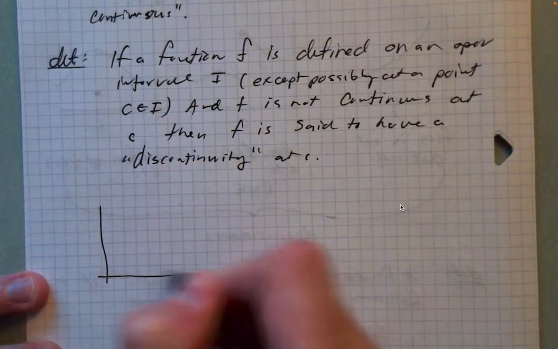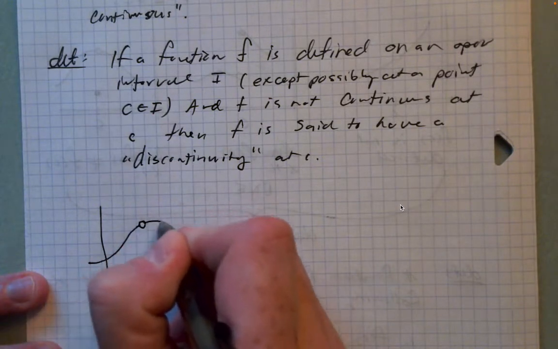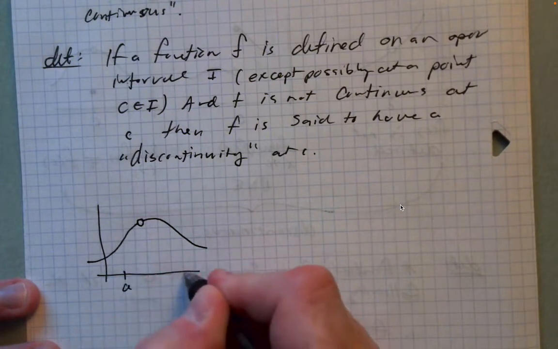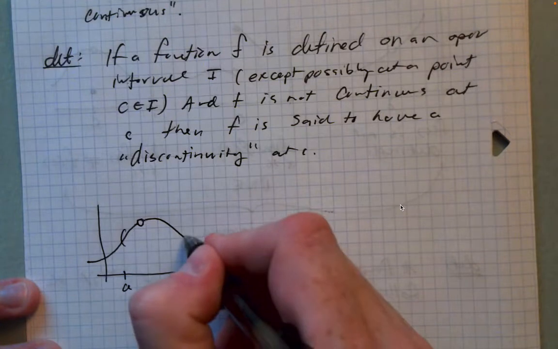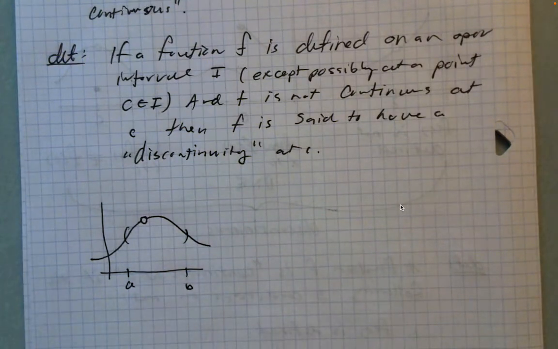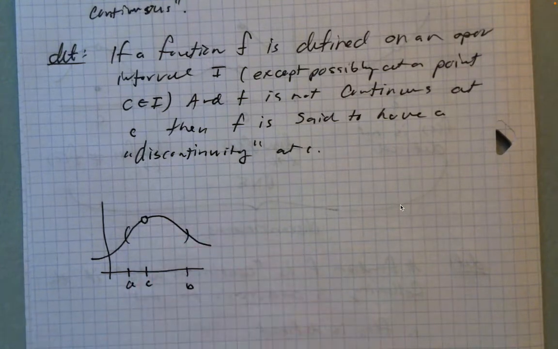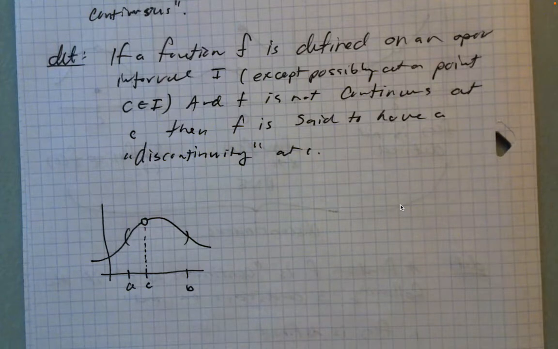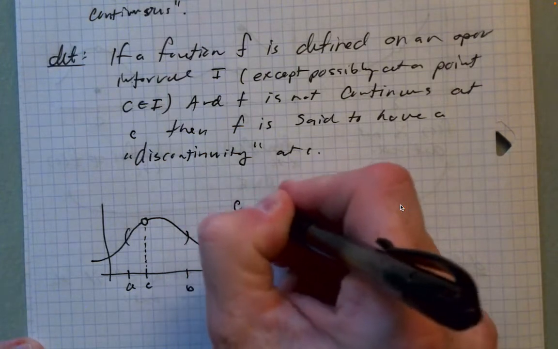So kind of a simple visual would be something like this. If we take this to be A and this to be B, you can imagine that region. The function f is defined on that open interval A to B. Everything in there is defined except at the point C. We see there's a hole at the point C. So f is defined on A to B except at C. So C is a discontinuity.